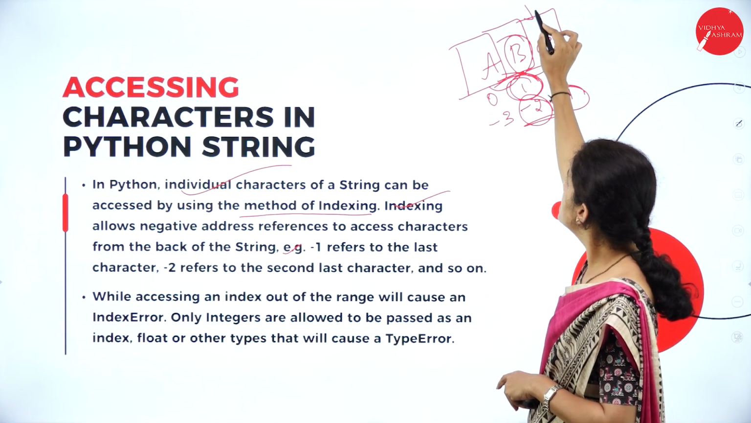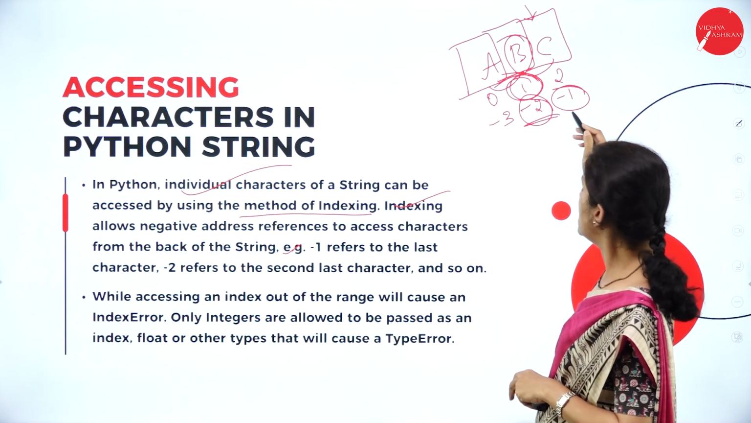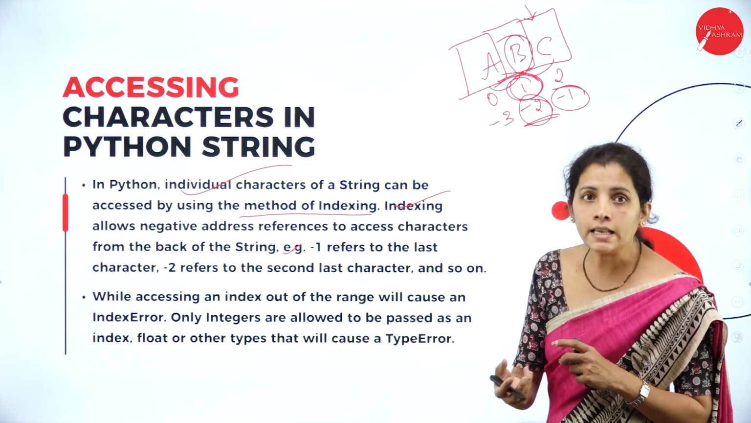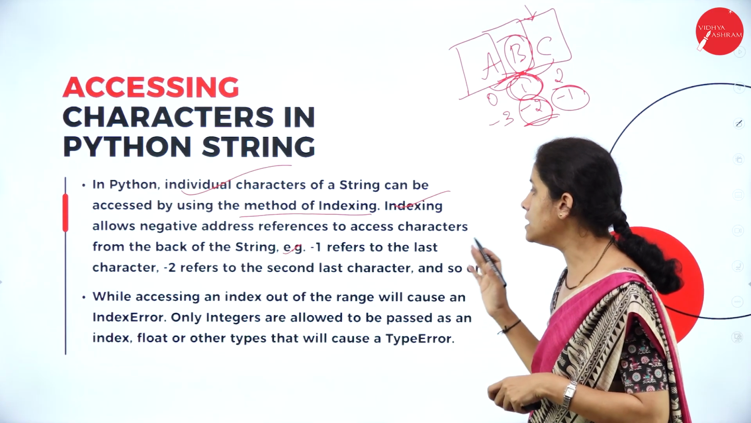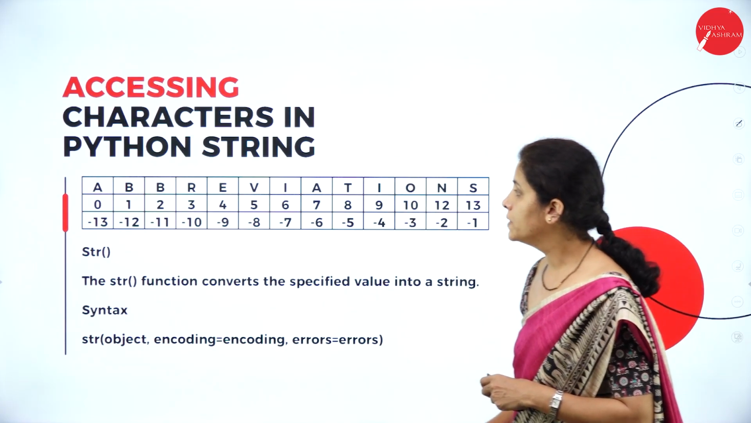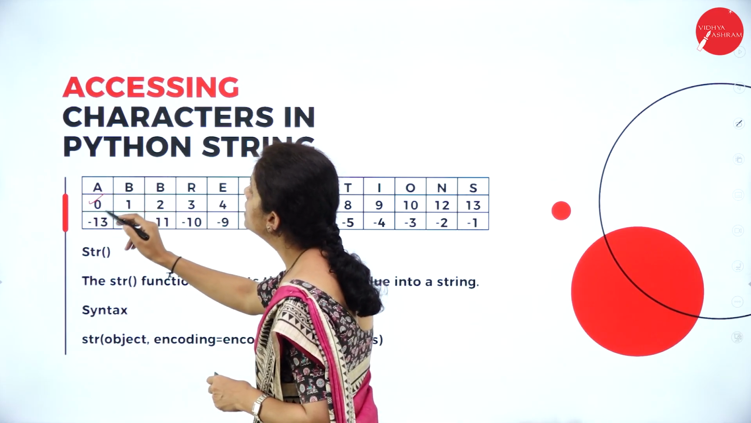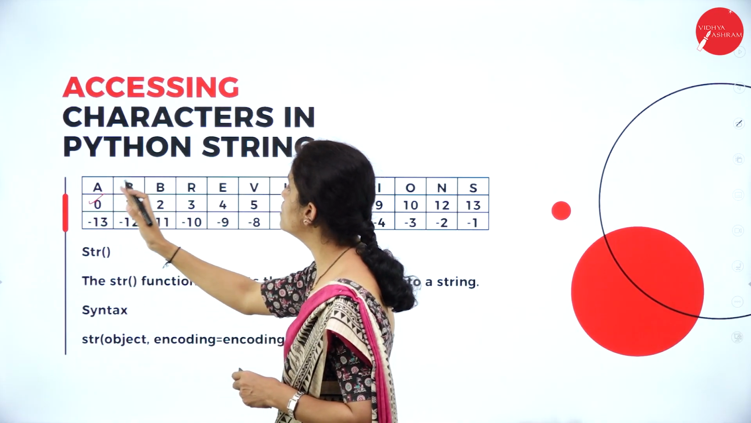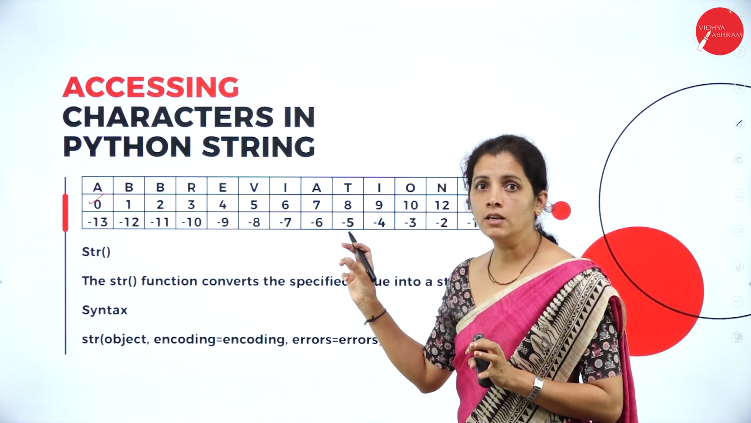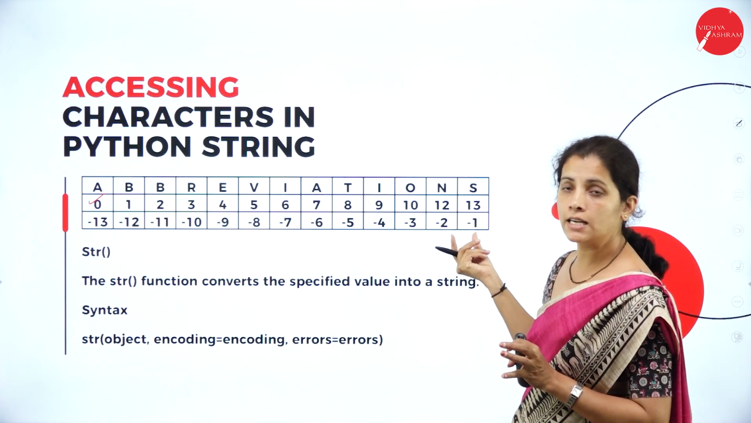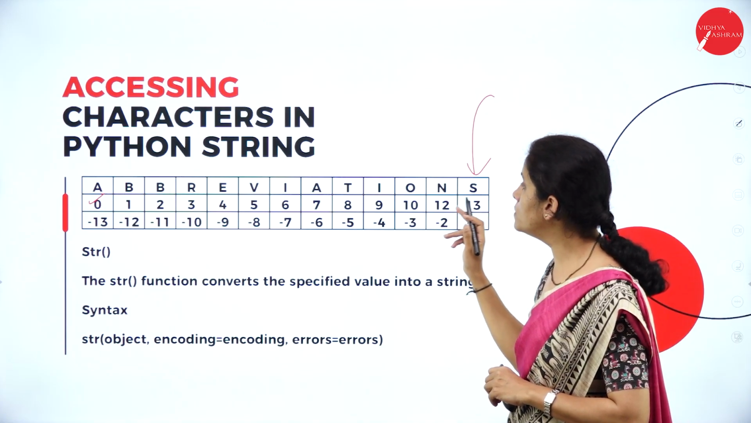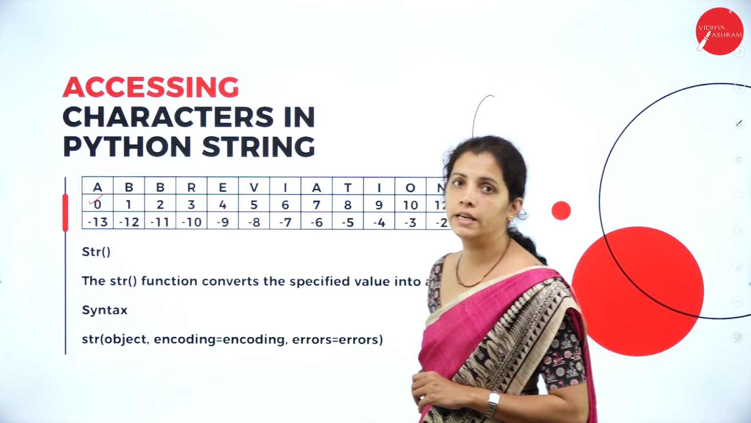Example, -1 refers to the last character. See, C is at the position -1. So, it's the last character. And B, the next character, is -2. See here, I have the example here, abbreviations. Okay, fine. So, the normal indexing starts from 0, 1, 2 up to 13. Okay, in Python, the string indexing also starts from the last character. So, -1, -2, -3 up to -13.